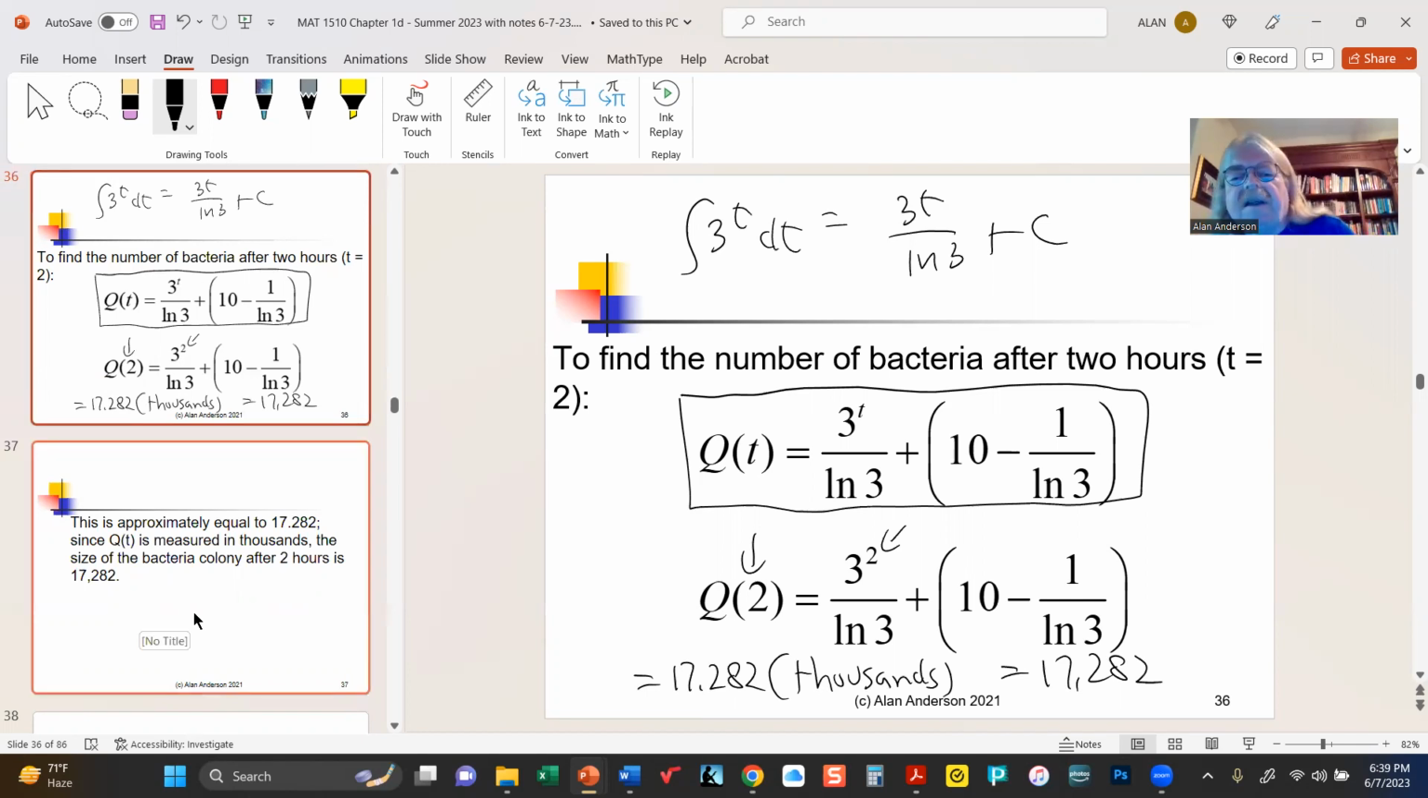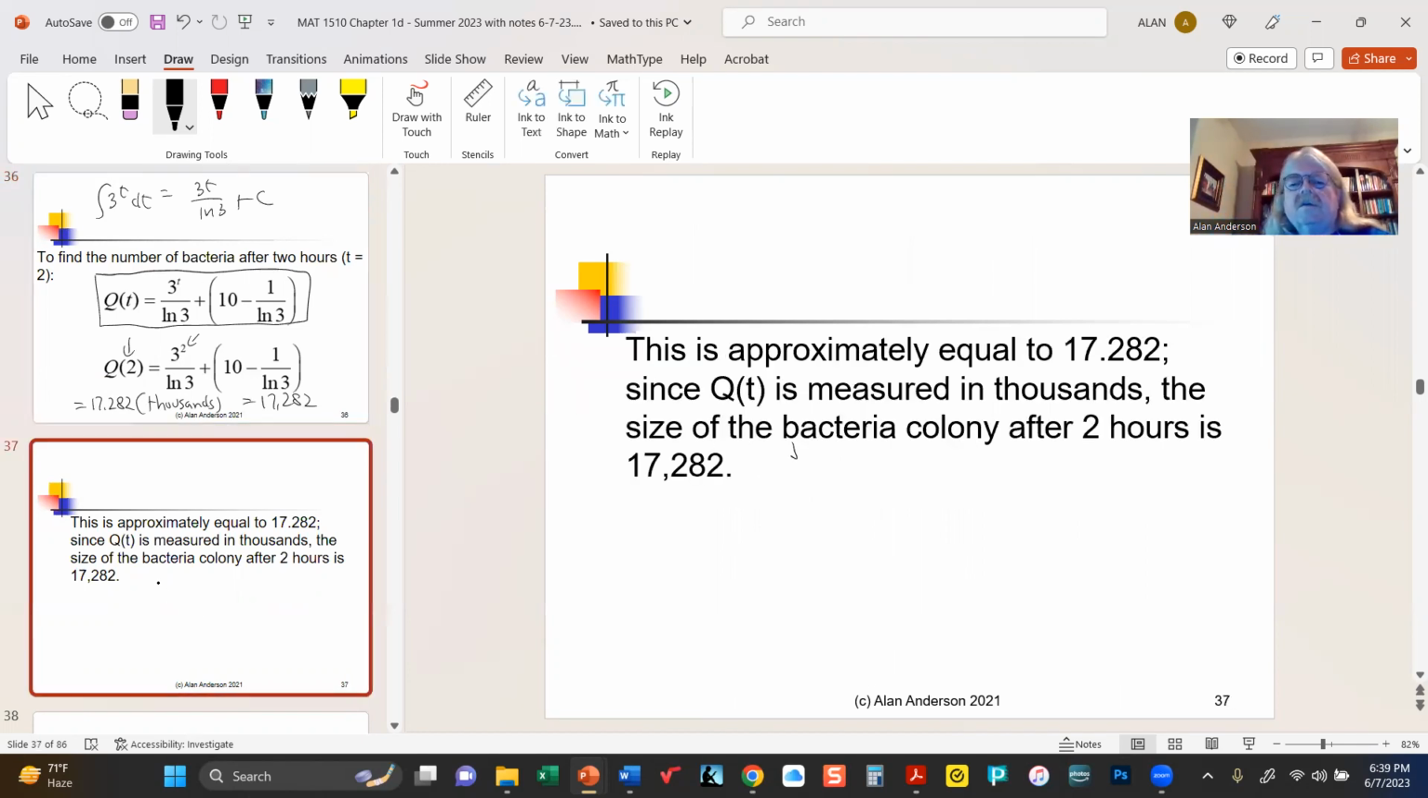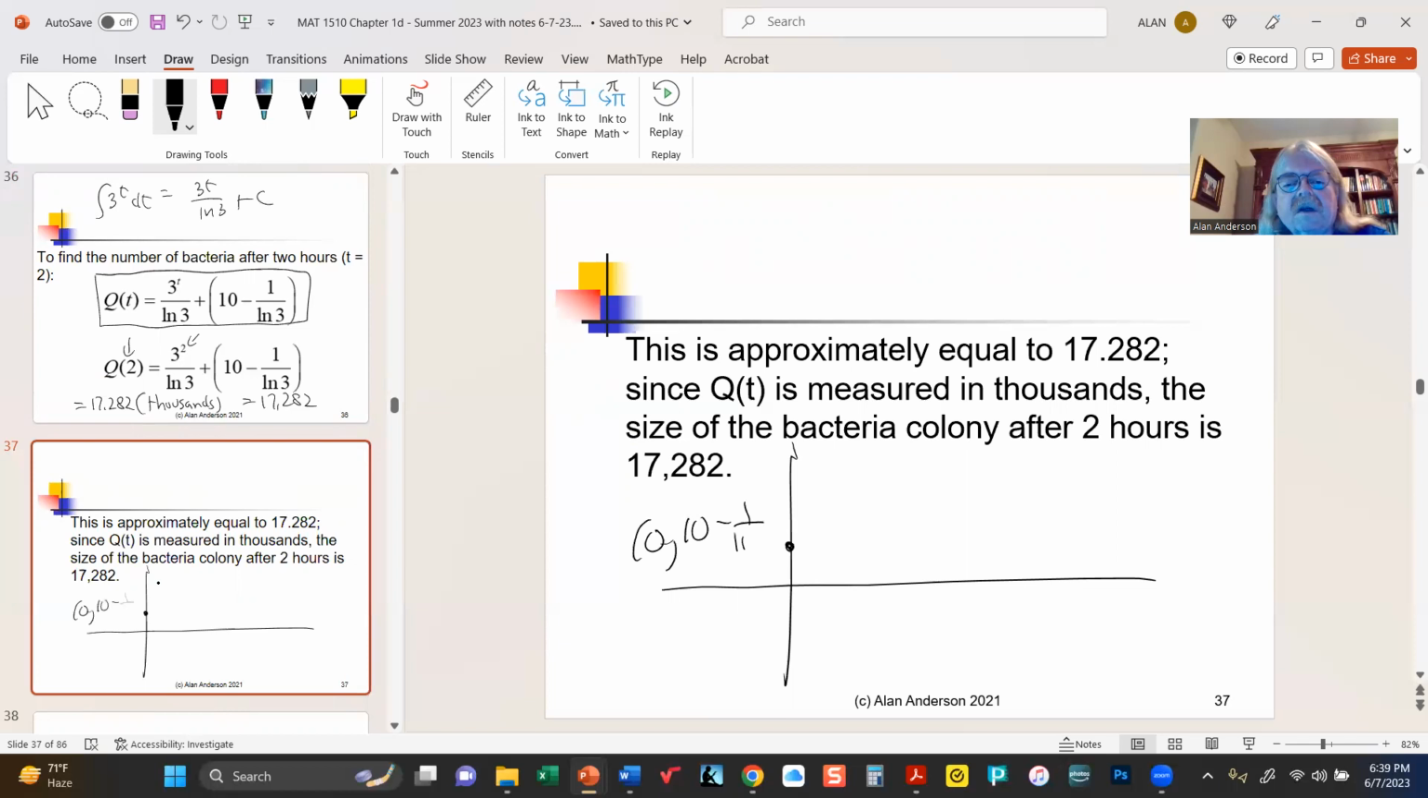So basically what just happened here is that we started with our intercept, which is the starting point. So the vertical intercept was this 10 minus 1 over log 3. After 2 hours, we have 17,282 as the amount of bacteria.